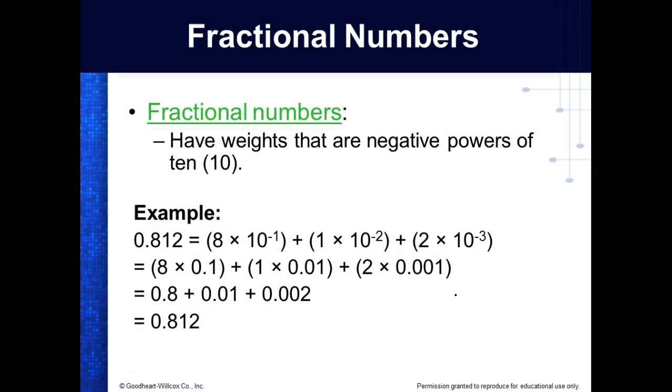So the fractional portion, 0.812, would represent what? 8 times 10 to the minus 1, plus 1 times 10 to the minus 2, plus 2 times 10 to the minus 3. Then what's the next thing they do? They take these exponents and convert them over to the actual decimal weight they hold. So this is 8 times 0.1, 1 times 0.01, and 2 times 0.001. Then we do the math, add them together, and we come up with the decimal equivalent. Does that make sense?